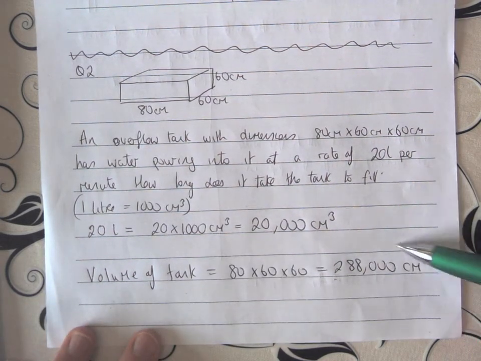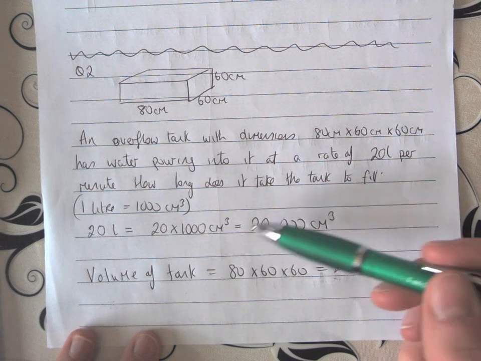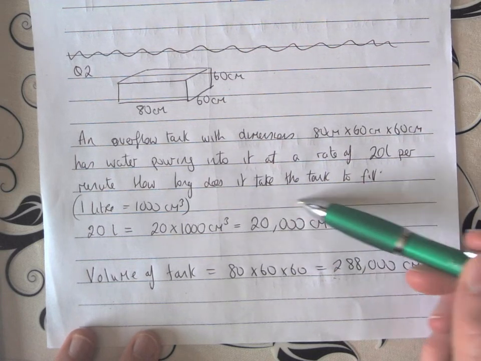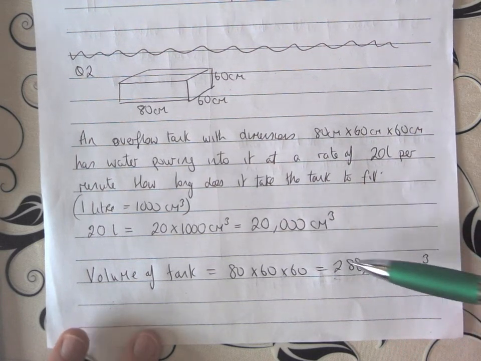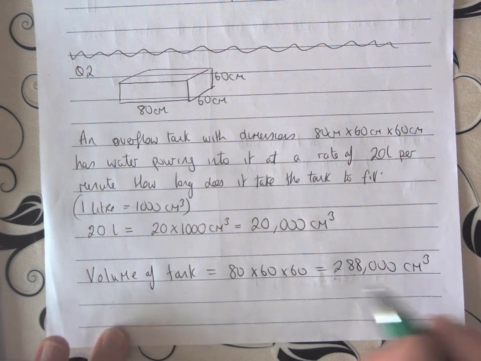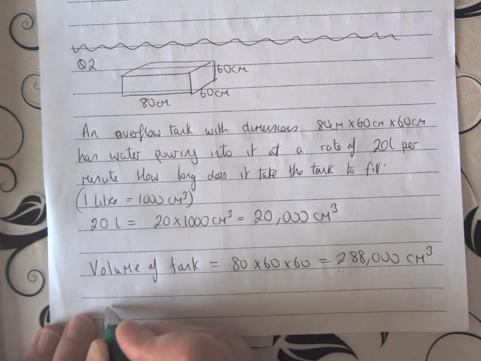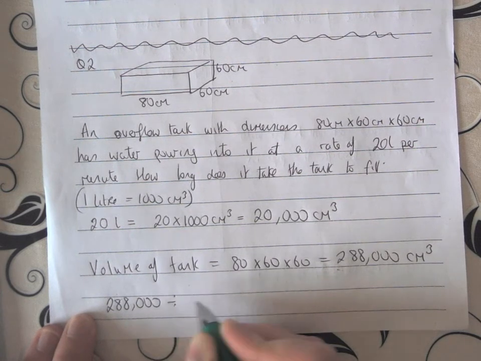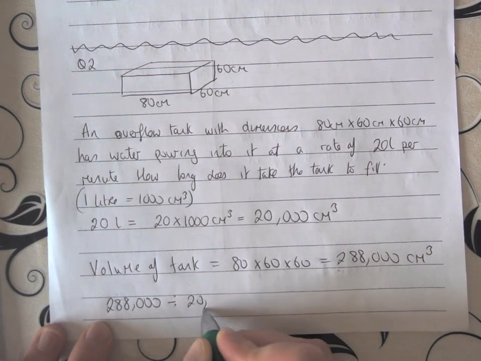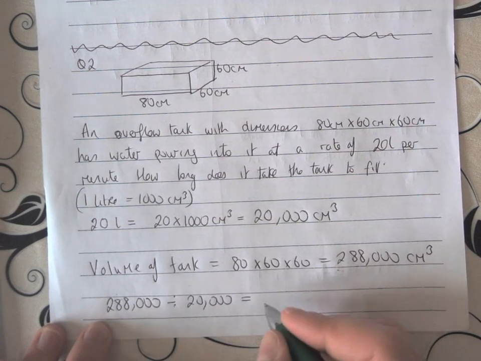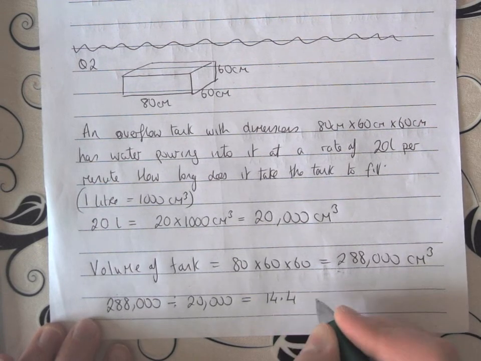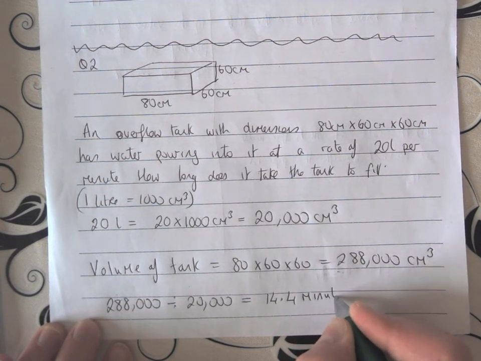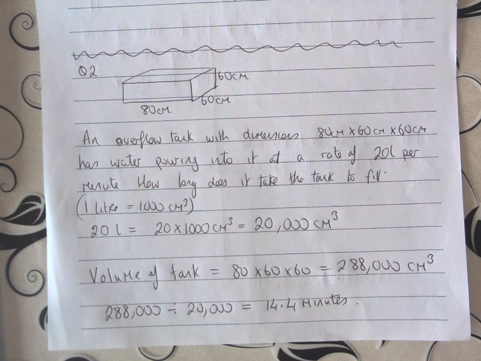So this is the full tank. This is what's happening per minute. So if we divide this by this, we'll find out how many minutes it takes to fill the tank. So 288,000 divided by 20,000 into your calculator, you get 14.4, and that's 14.4 minutes. Okay.